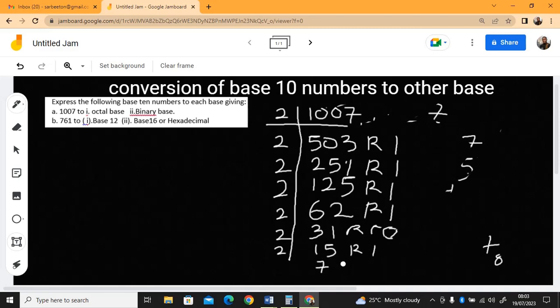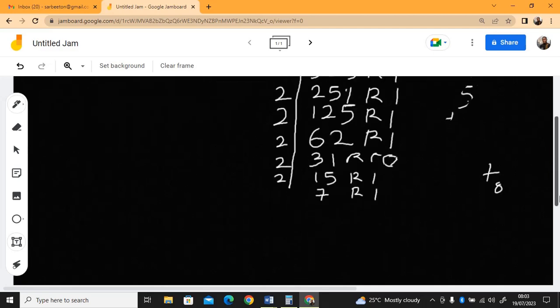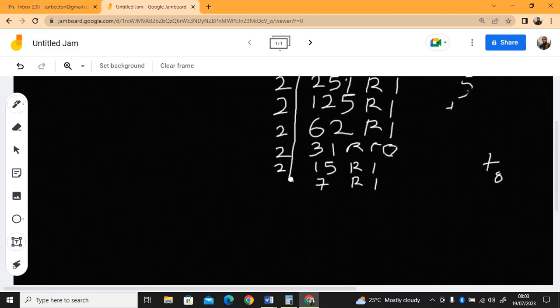7. 2 times 7 is 14. Remainder 1. Let me see if I can scroll up. Sorry. So let me draw this thing down. 2 in 7, that is 3. Remainder 1. 2 times 3 is 6. 2 in 3 is 1. Remainder 1. Then 2 in 1, I told you it's not possible, so write 0. Any number that is 0, you bring it back here.